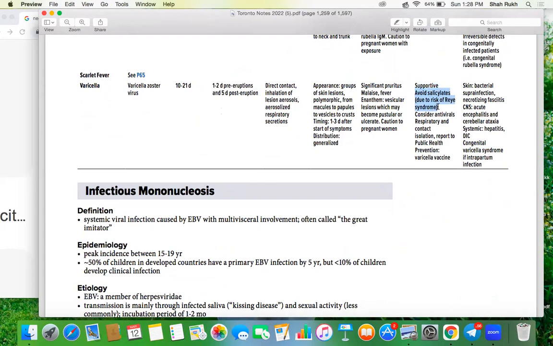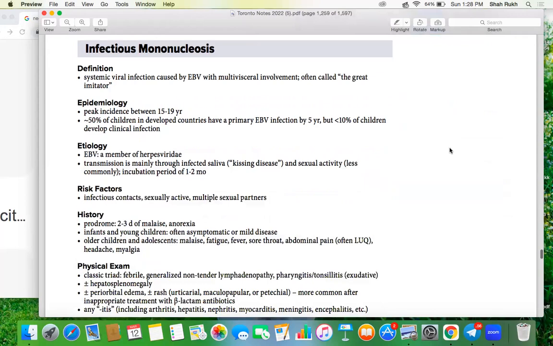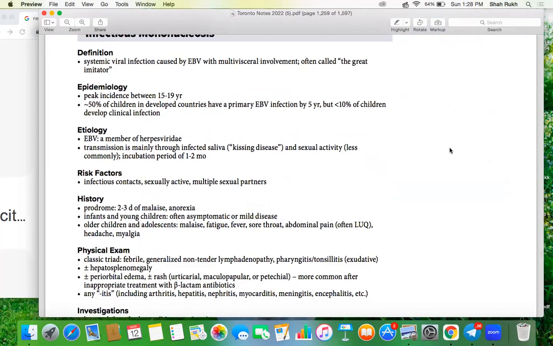Now what could be the complication, or you need to know at least this one, and which disease you can give salicylate for easily. This is also a public health prevention one. Infectious mononucleosis, you need to know how it is different from streptococcal pharyngitis. It has splenomegaly, and the posterior cervical lymph nodes are involved, while in strep pharyngitis the anterior cervical lymph nodes are involved. So a little bit of features will help you build the best diagnosis.